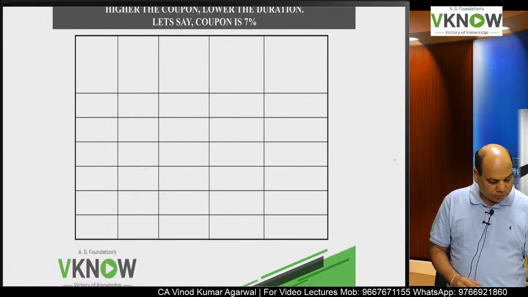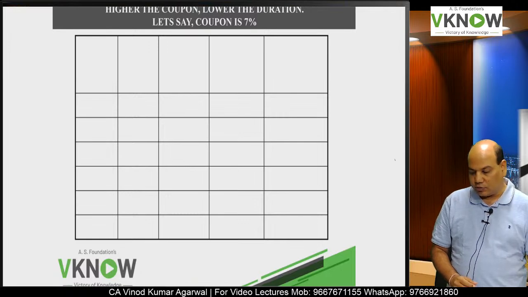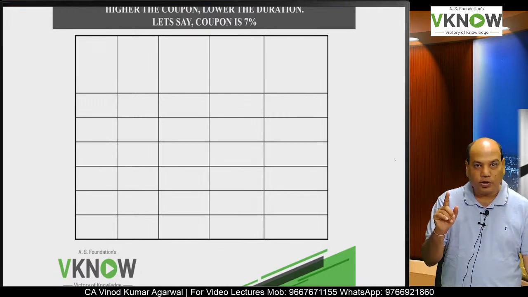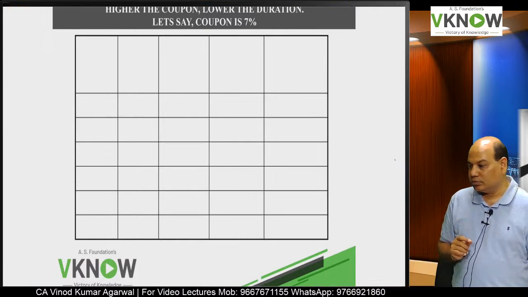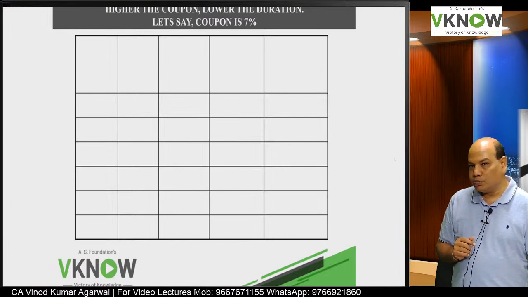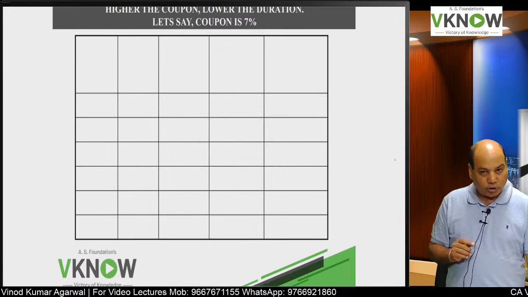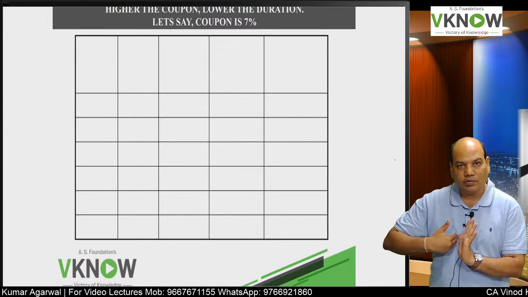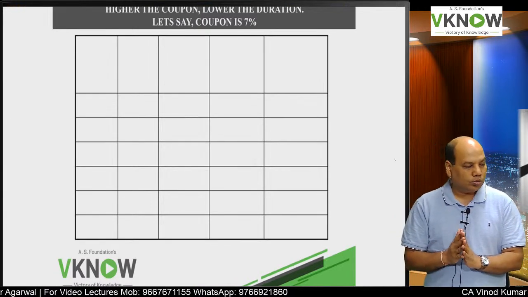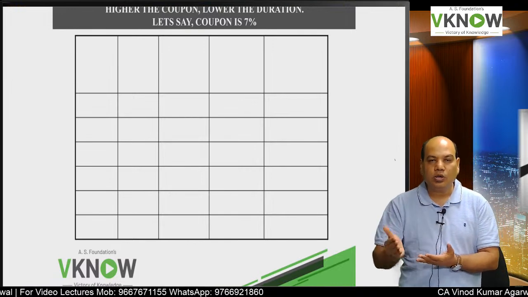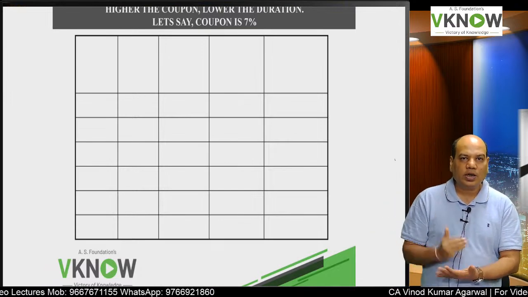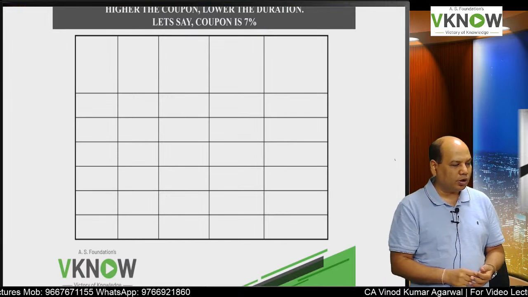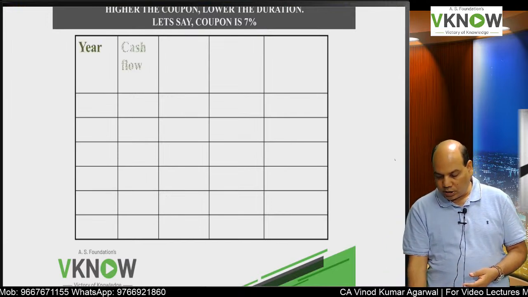Calculate the duration of the 7% 5-year bond given YTM is 8% and face value is 1000. Compare this with question number 42. In question 42, the coupon was 6%. In question 45, I have changed it myself to 7%, just to tell you that higher the coupon, lower the duration. So this time my answer should be lower than the answer of question number 42. Yes or no? Please start solving.